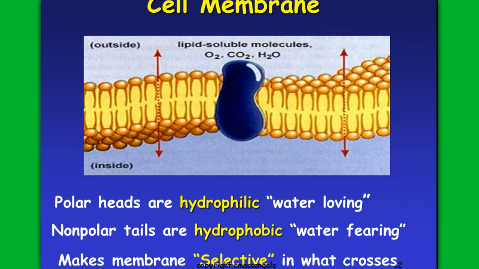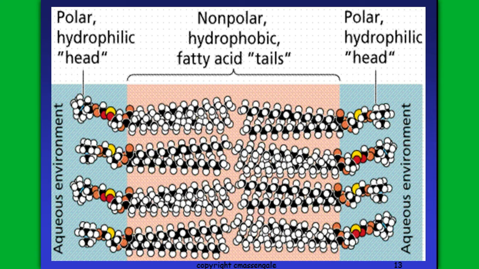This is what makes the membrane selective and determines what is able to cross it. So only lipid-soluble molecules like oxygen, carbon dioxide, and water are able to pass through fairly easily. Okay? Now, take a look again.